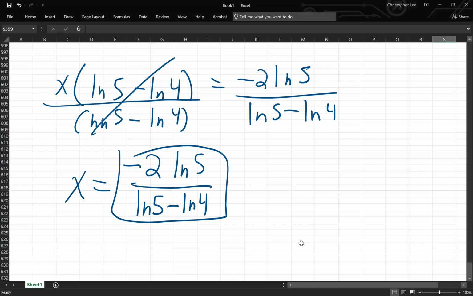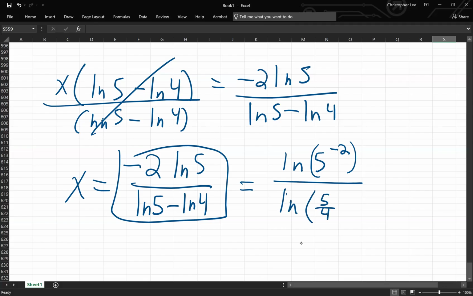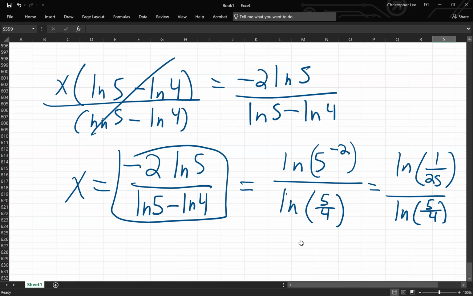Something else to say, we could have condensed this a little bit further. I would have been cool with this, but if you wanted, you could go a step further to make this ln 5 raised to the -2 power, like that. And on the bottom, you remember that subtraction becomes division, right? So this could have been written as ln of 5 over 4. And in the top, you could have said ln 1 over 25 divided by ln 5 over 4. Any one of those answers I'll take. You know? It's just using the rules of logarithms, that's all. Okay?